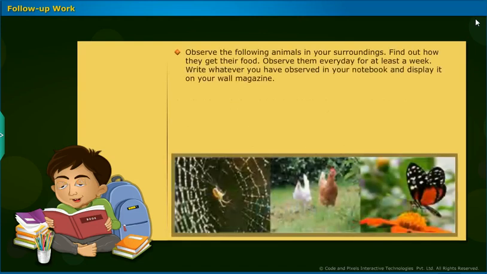Observe the following animals in your surroundings. Find out how they get their food. Observe them every day for at least a week. Write whatever you have observed in your notebook and display it on your wall magazine. Spider in a web. Hen in the garden. Butterfly on a flower.